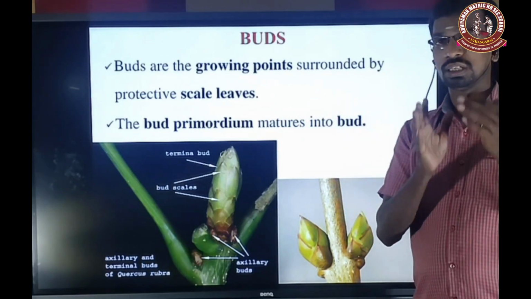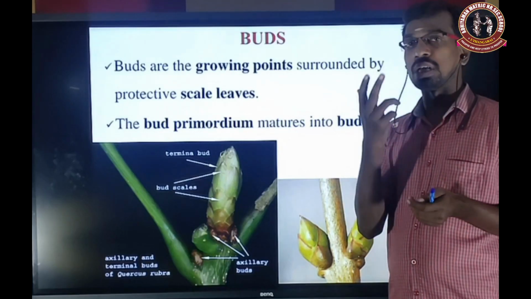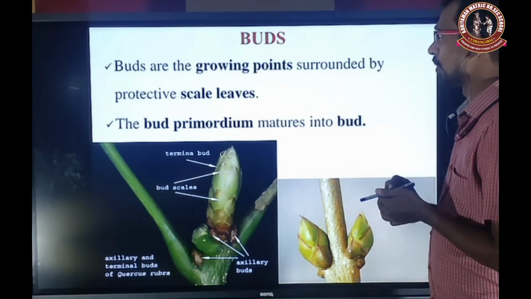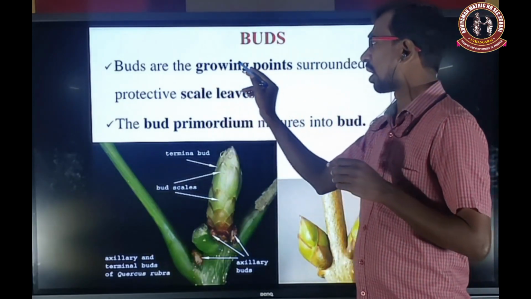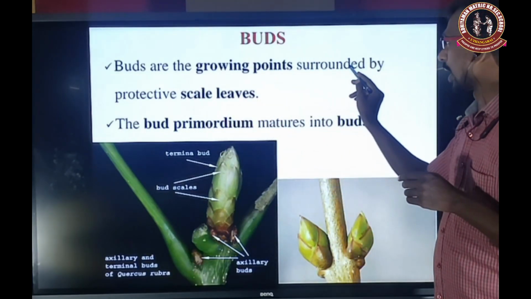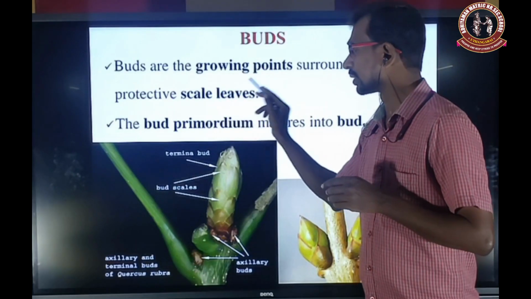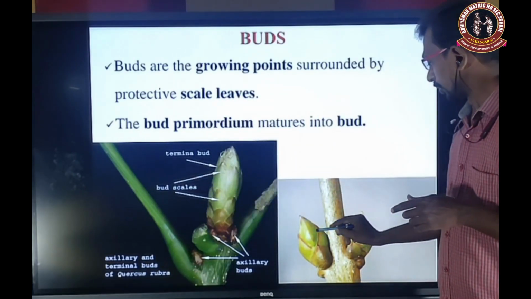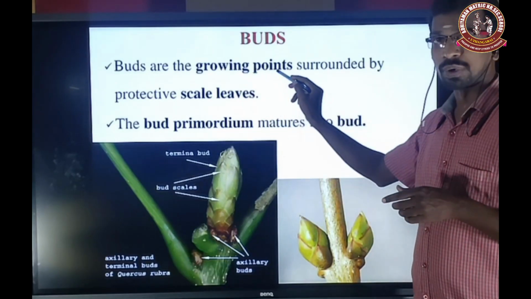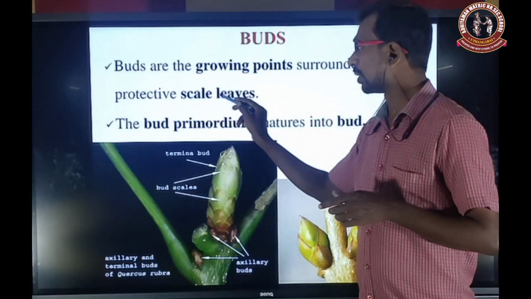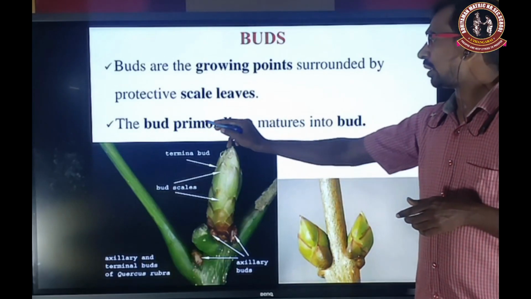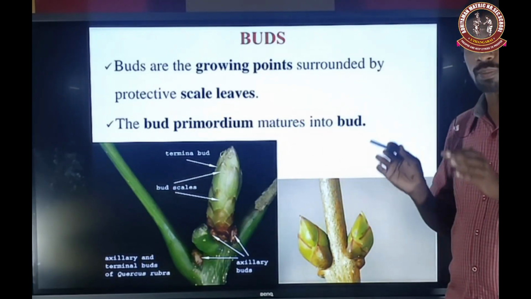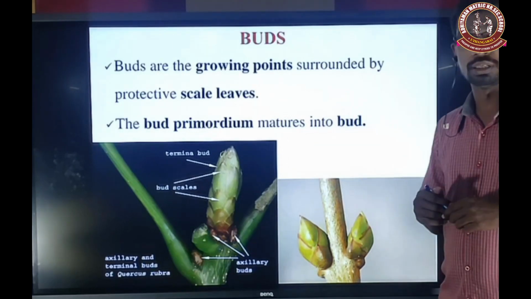So already we know that they have buds. There are two types of buds: vegetative buds and reproductive buds. Now we are going to see what a bud is. Buds are growing points, surrounded by protective scale leaves. That is the bud scale. The bud primordium later matures into a bud-like structure.